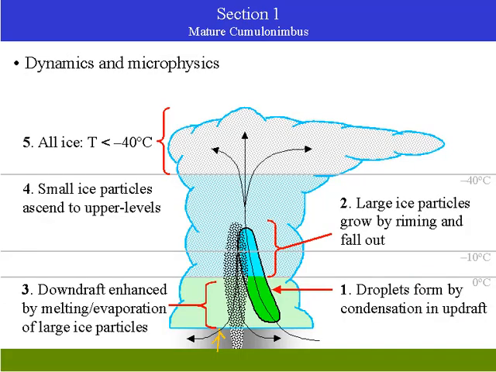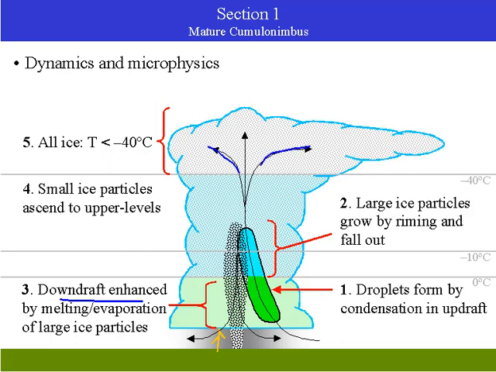So in this mature phase, again, we're looking at droplets forming by condensation within the updraft, large ice particles growing by riming here and beginning to fall out, causing this tremendous downdraft to develop. Small ice particles now have ascended to upper levels and are being pushed out into the anvil.